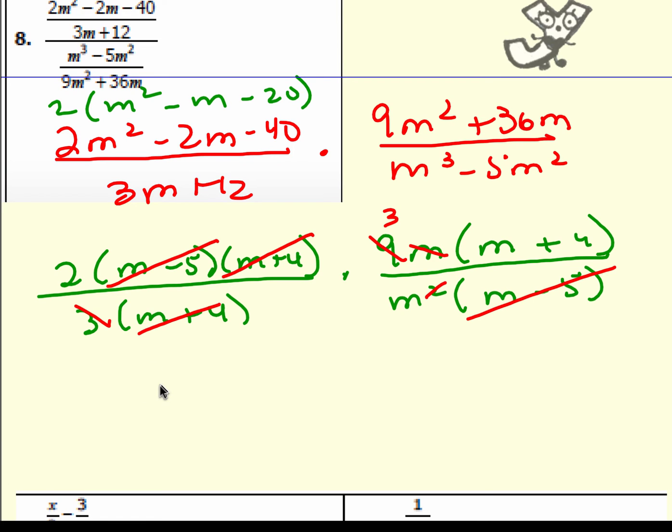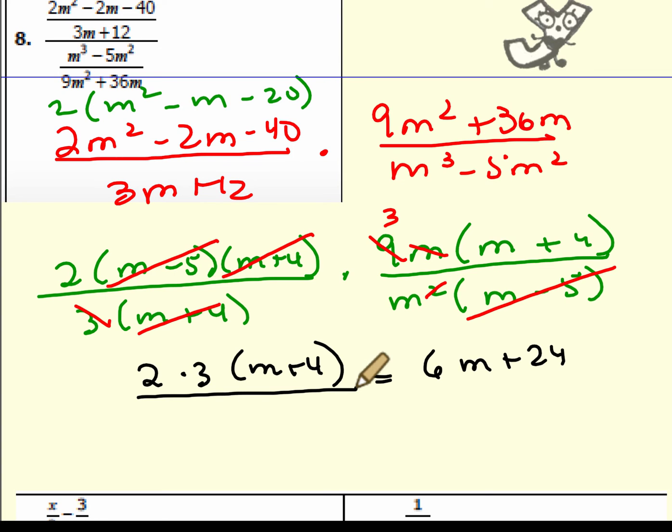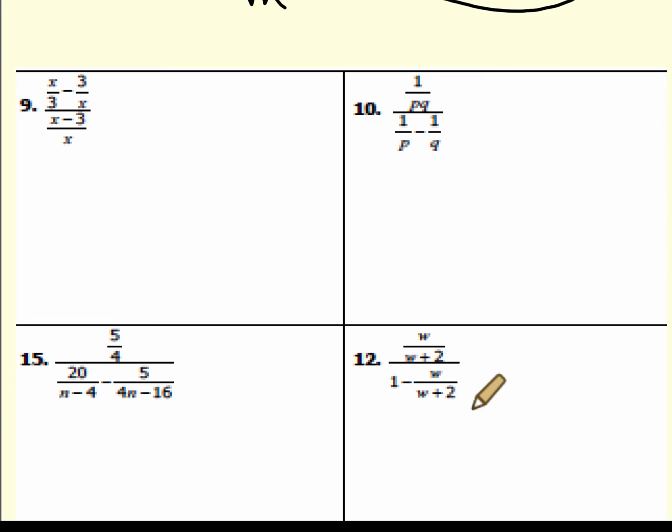2 times 3 times m plus 4 gives me 6m plus 24 if I multiply it out. In my denominator, I'm just left with an m, which gives me that. Now, as we get into problems like numbers 9 and 10 here, it gets even a little bit tougher.